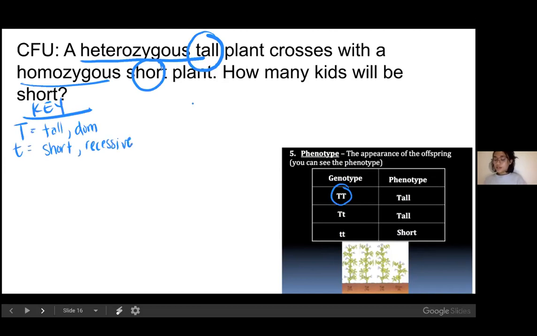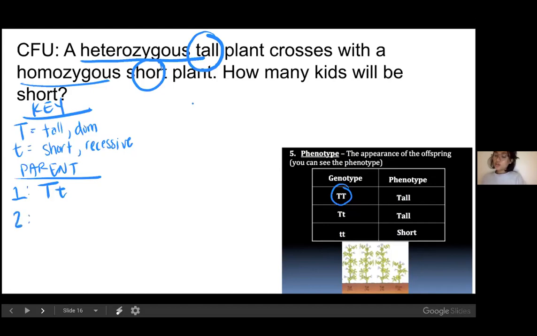So let's go ahead and do our parents. So parent number 1 is heterozygous tall. What would heterozygous tall look like? That's right, heterozygous tall would be big T and little t, because heterozygous means they have to be different, although he's still tall, so he needs to have that big tall gene.